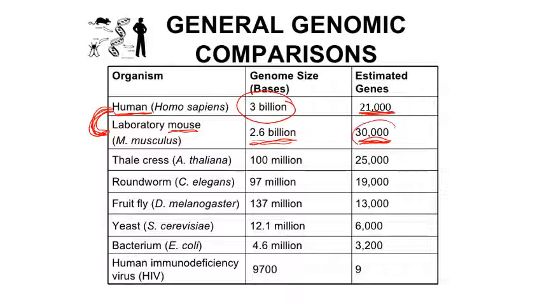Mice have more genes than humans. They have 30,000. Humans only have 21,000, 30,000 being bigger than 21,000. And I think you would find it very hard to argue that a mouse is more intelligent than the average human being. So the number of genes or the size of the genome does not relate to the intelligence of the organism.